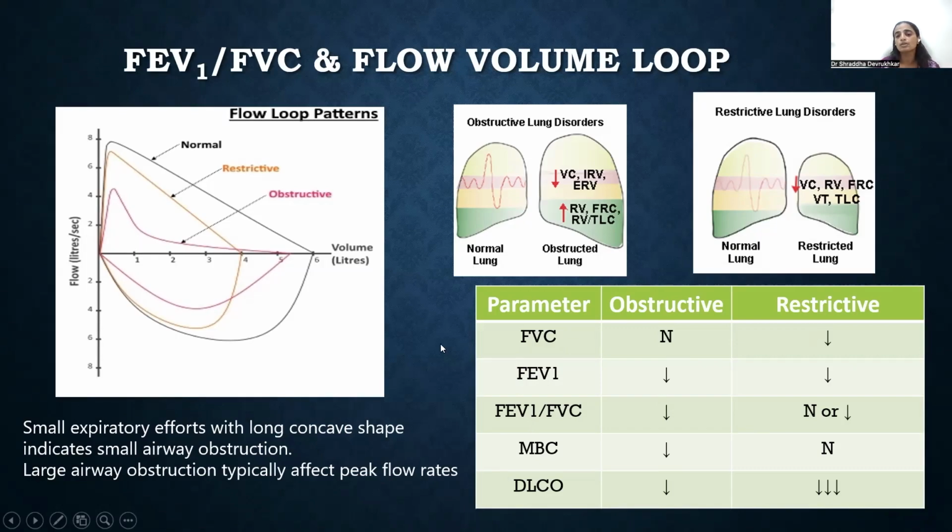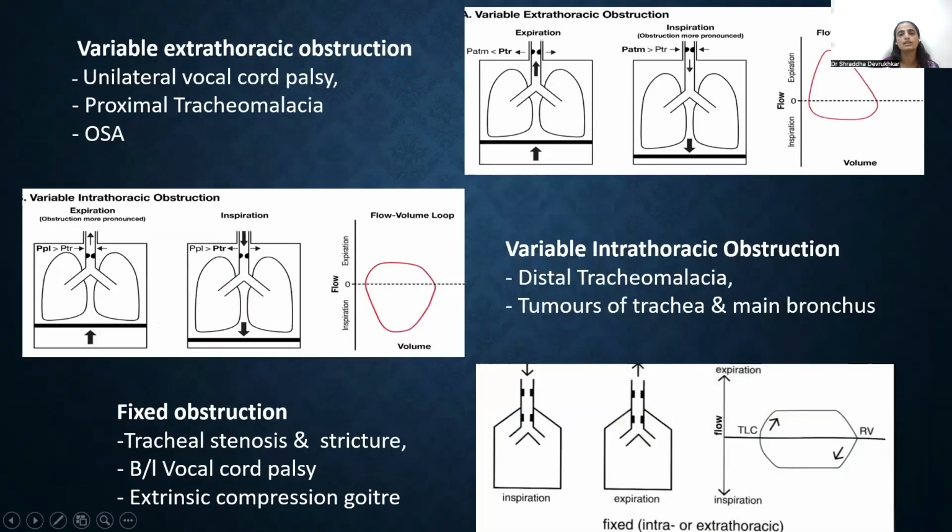So why is this important? The FEV1/FVC may be normal, but on the graph the scooping can occur earlier. So large airway obstruction typically affects the peak flow rate, and a small expiratory flow with a long concave shape indicates small airway disease. So looking at the graph only, you can come to know what you are dealing with.